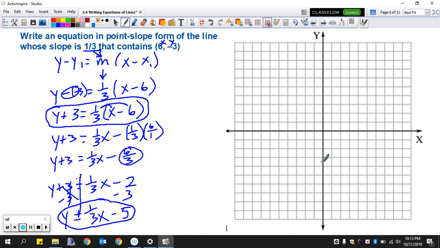1, 2, 3, 4, 5. -5 with a slope of 1/3. So that's a rise of 1 and a run of 3. And if we do another one, a rise of 1 and a run of 3. That gives us 3 points, and you just draw a line through all 3 points.